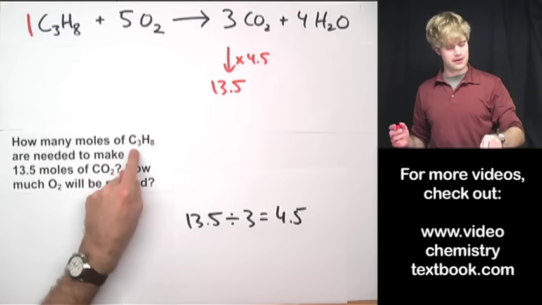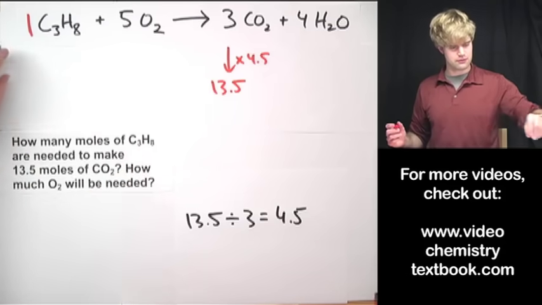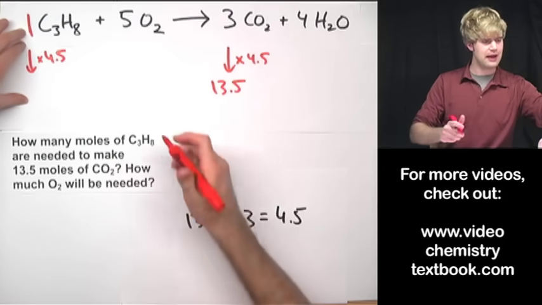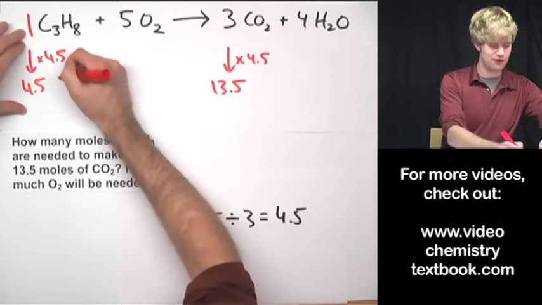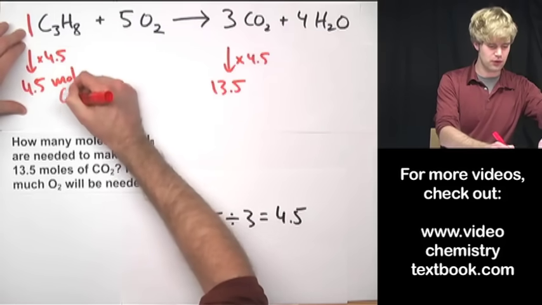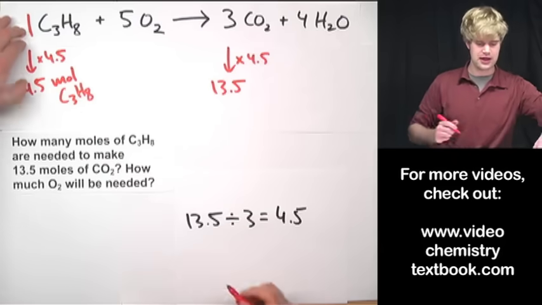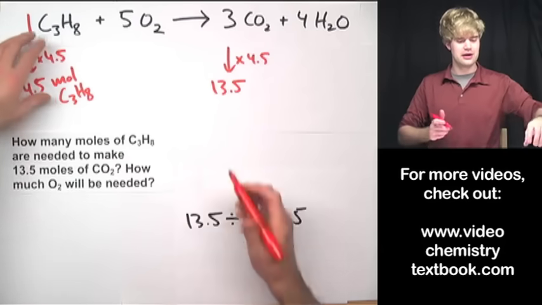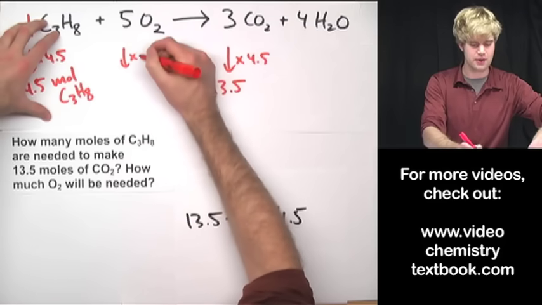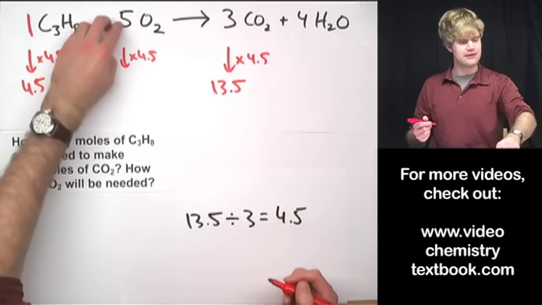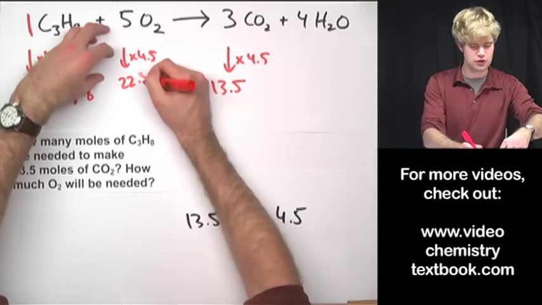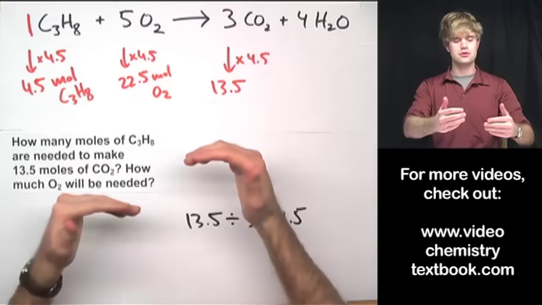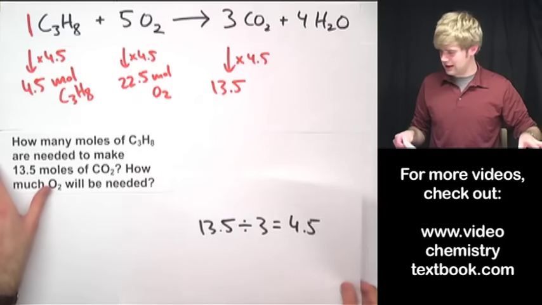So then when I'm talking about how many moles of propane am I going to need, I multiply it by the same amount, and I get 1 times 4.5, 4.5 moles of C3H8. And then I'm asked how much O2 am I going to need? Well, I have to do the same thing to all the pieces of my recipe. So 5 times 4.5 is going to give me 22.5 moles of O2. This is what happens to my recipe when I increase the size of it.